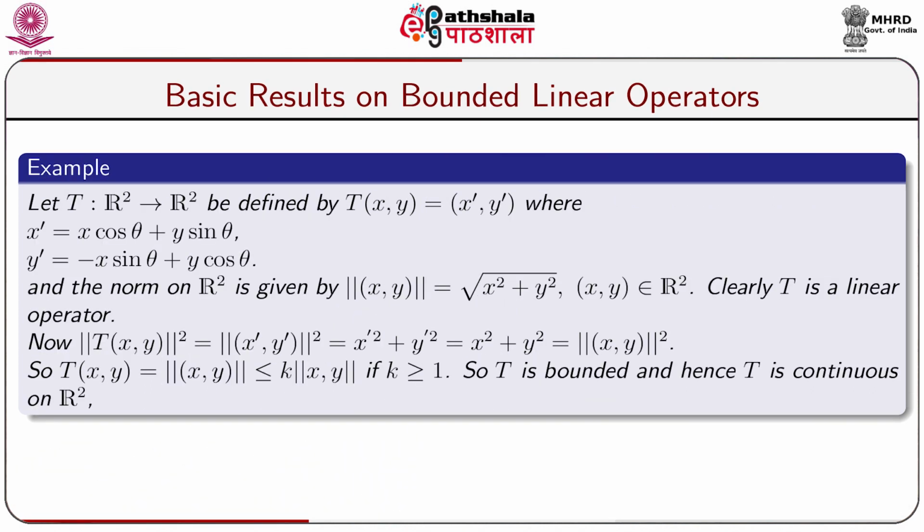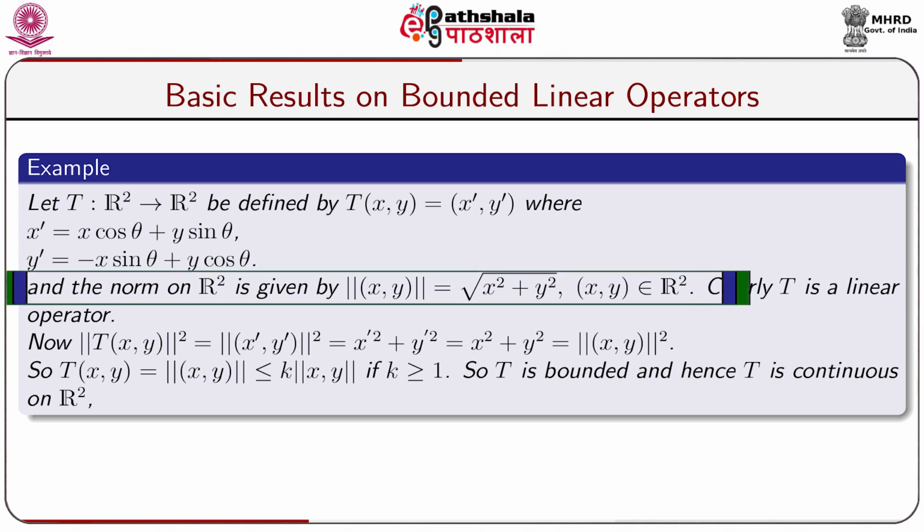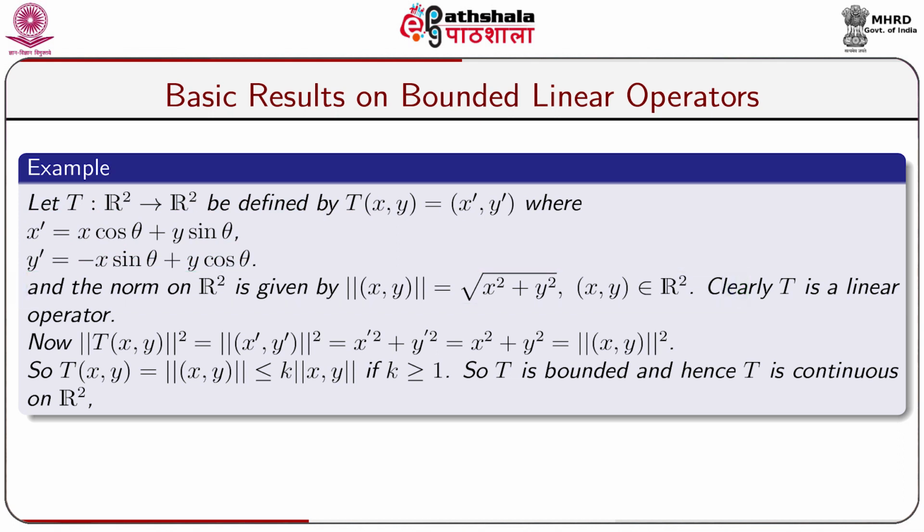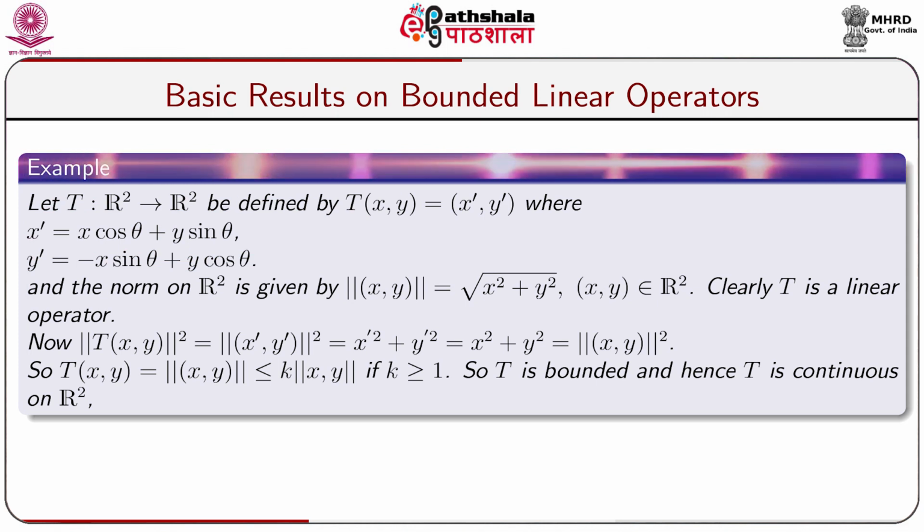Let T be a mapping from R2 to R2 which is defined by T(x, y) = (x', y'), where x' = x cos θ + y sin θ, y' = -x sin θ + y cos θ, and the norm on R2 is given by ||(x, y)|| = √(x² + y²), where (x, y) is taken from R2. It can be easily verified that T is a linear operator.